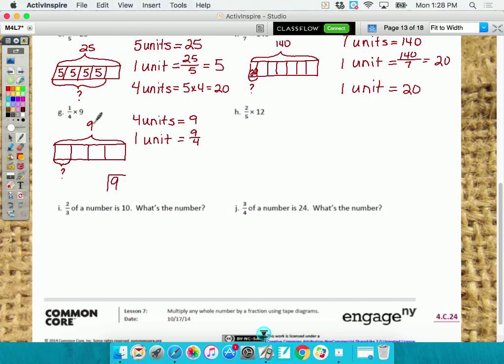9 on top of the diagram goes in the doghouse. Don't forget. Abrielle, that's a little hint on lesson 4. Whatever's on top of the tape diagram goes in the doghouse. Okay? So he said, go ahead and just work it out. That's the best way to do it, he said. And I agree with him.